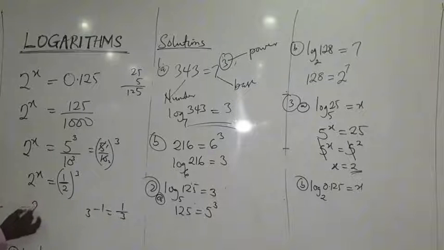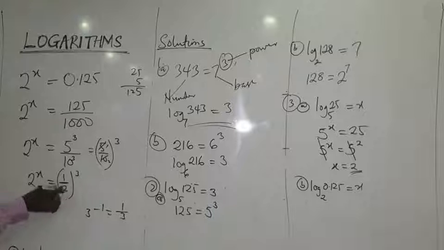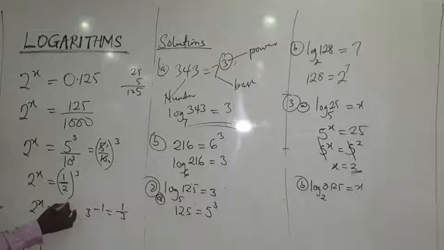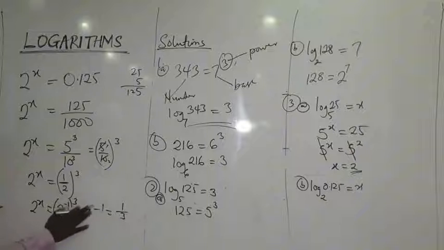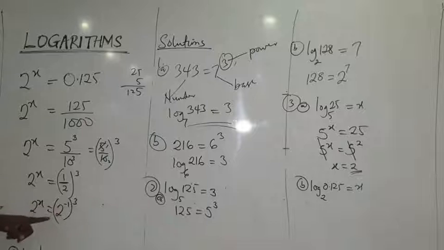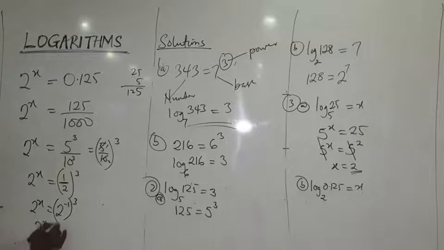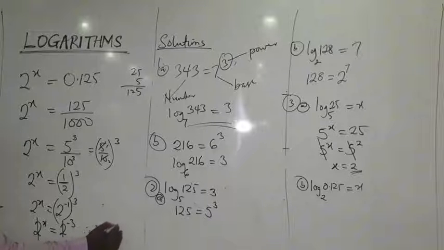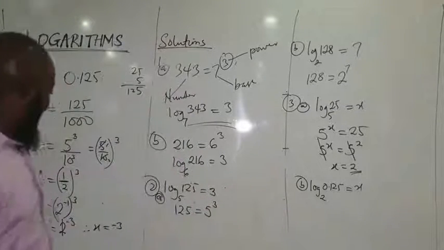So in that case, we're going to have 2 raised by x equals this 1 over 2, we then go 2 raised by what? Minus 1 raised by what? 3. So these are under laws of indices: power raised to another power, and the law is that you multiply the powers. So we have 2 raised by x equals 2 raised by minus 3. From here, we cancel these 2. Therefore, x will then be equal to minus 3. So that is the solution to this question. I hope this is very clear.